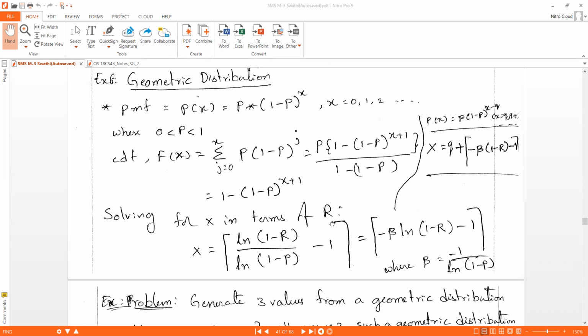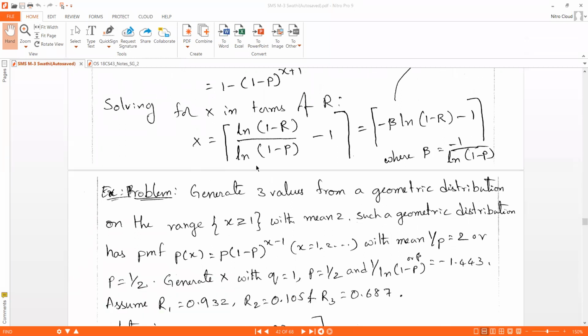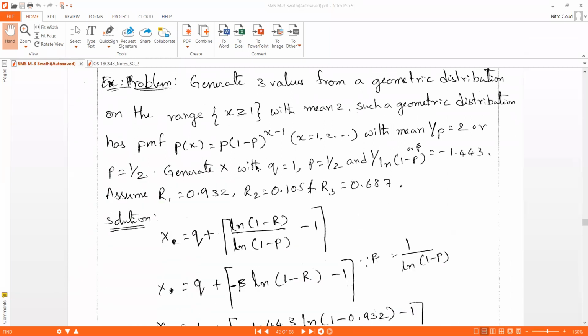Here we have solved this for x in terms of r. We have written the x value in terms of r, that is mod of log of (1 minus r) divided by log of (1 minus P), minus 1. That can be written like this, that is mod of minus beta into log of 1 minus r, minus 1, where beta is equal to minus 1 by ln of (1 minus P). Remember these formulas. This is for geometric distribution. We'll see one problem using that geometric distribution.